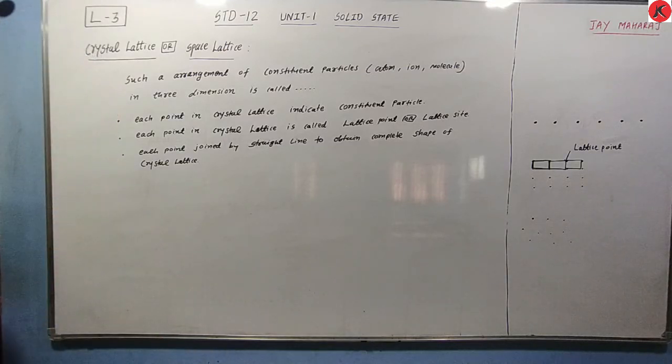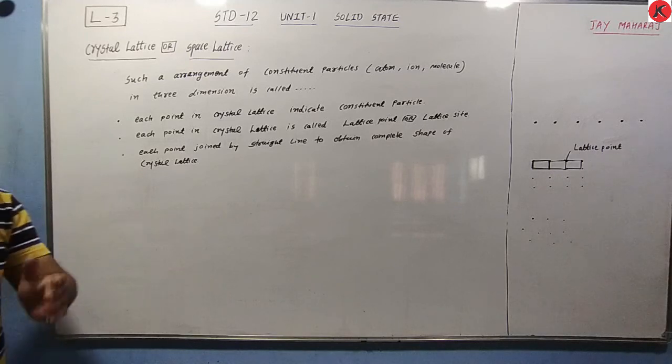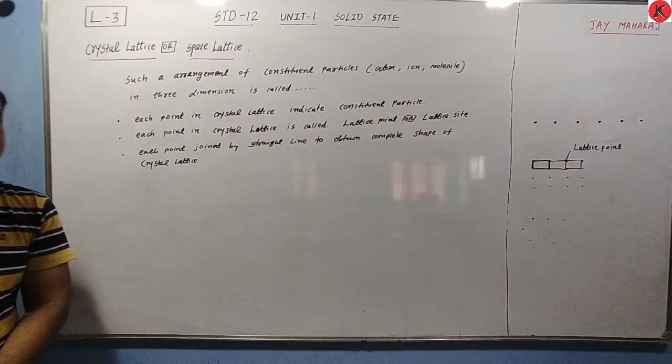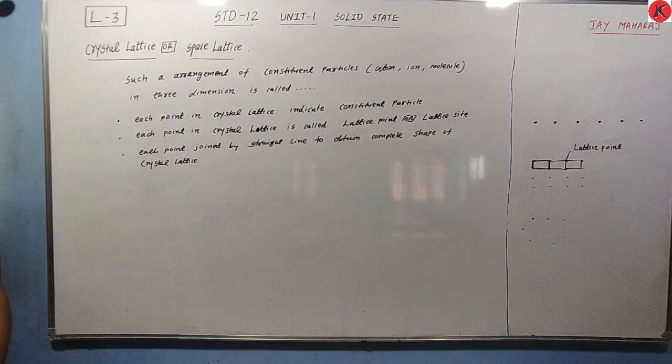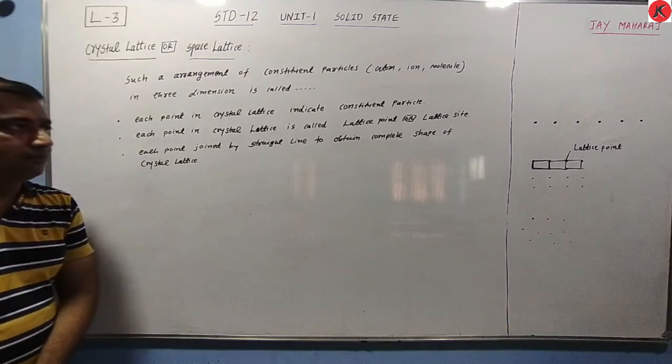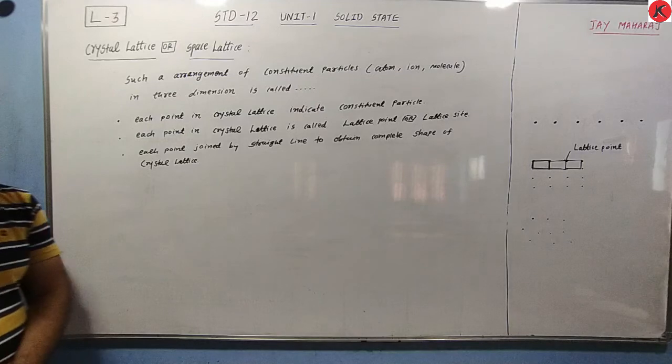So again, regular arrangement of constituent particles in 3 dimensions is called crystal lattice. Each point in a crystal lattice indicates constituent particle. This may be atom, ions or molecule. Each point in a crystal lattice is called lattice point or lattice site. Each point is joined by a straight line to obtain complete shape of crystal lattice.